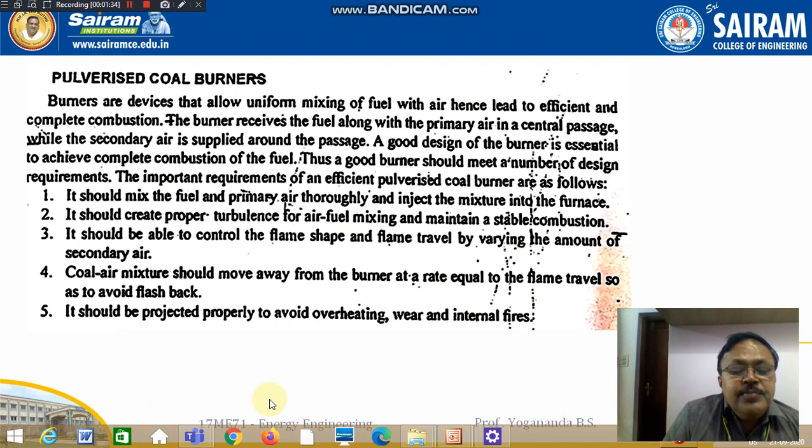It should mix the fuel and the primary air thoroughly and inject the mixture into the furnace. It should create a proper turbulence for the air fuel mixing thoroughly and maintain the stable combustion. It should be able to control the shape of the flame and the flame travel by varying the amount of secondary air.